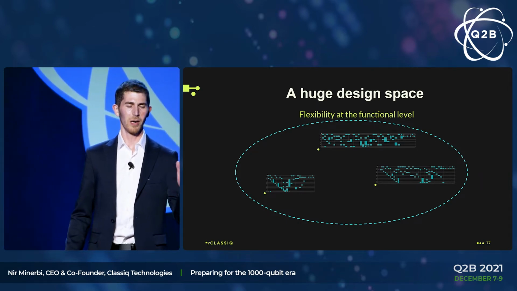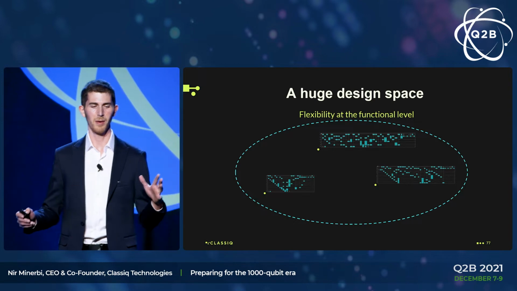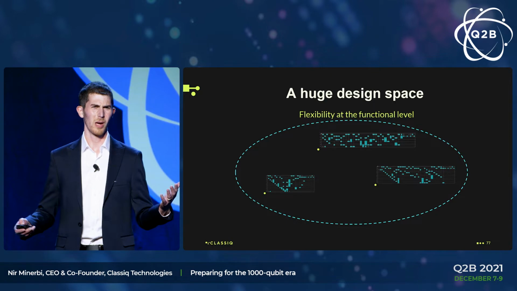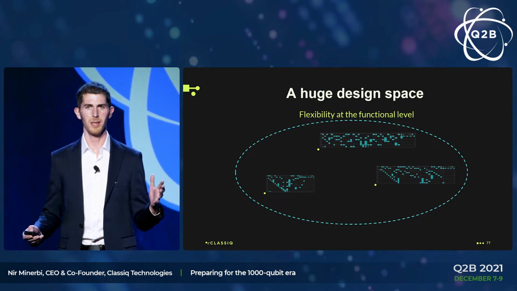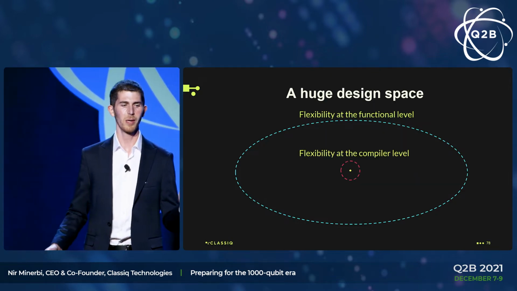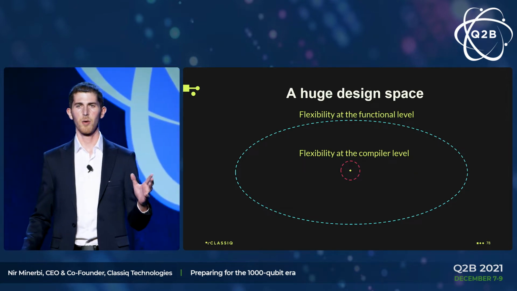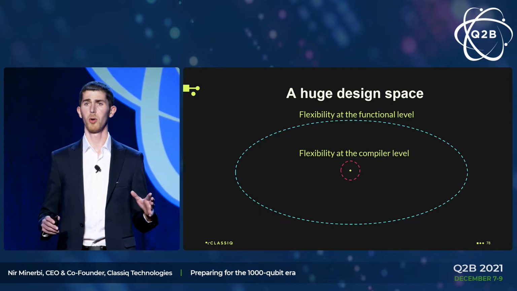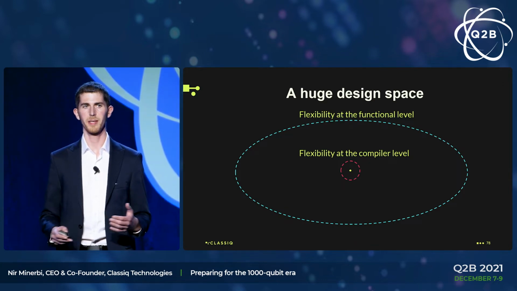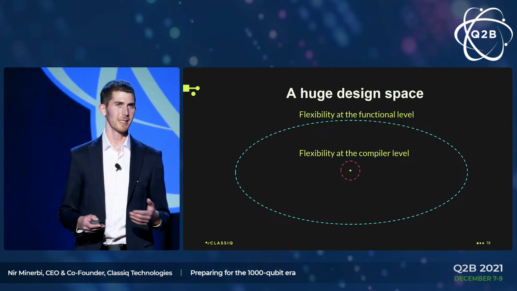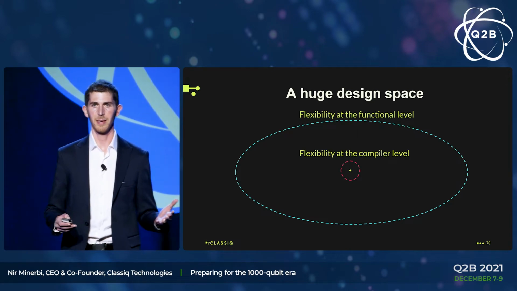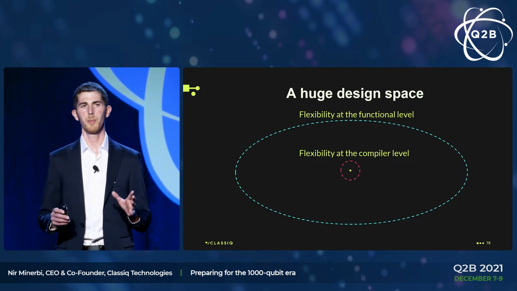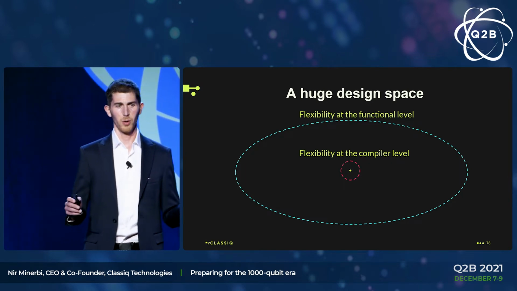So, okay, we have a huge design space to navigate, and then you can ask, okay, what about compilation? So the point is, obviously compilers are very important, but the flexibility at the compiler level is very small with regard to the functionality level, because the compiler gets as input a quantum circuit, it's not aware of the functionality you wanted to achieve, and it's bound to keep the gate level logic, right?